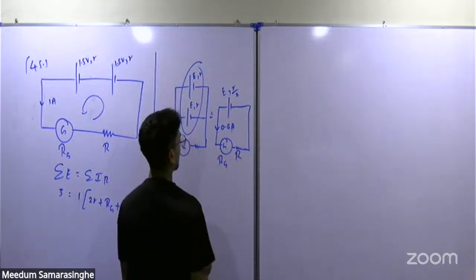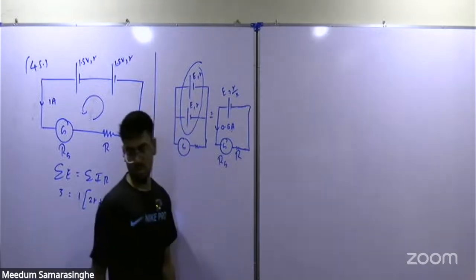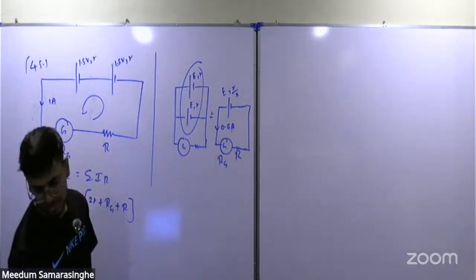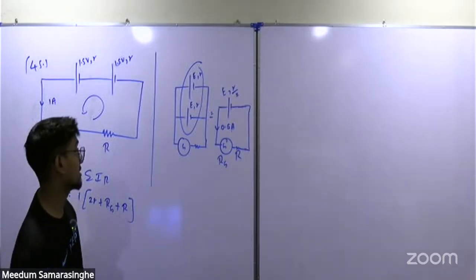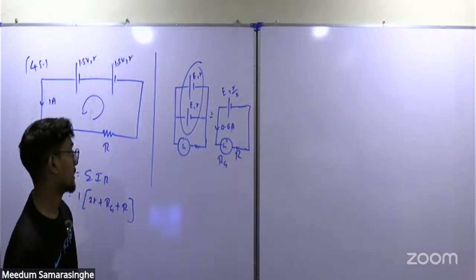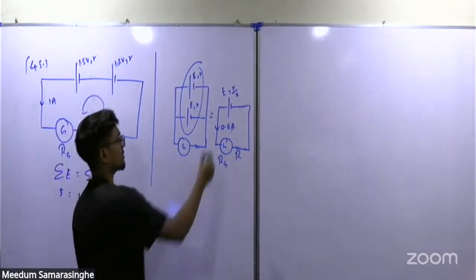Resistance of the galvanometer is Rg. This is capital R. You need to find the internal resistance of the cell. That is the question. So how to find the internal resistance of the cell? You can again apply Kirchhoff.